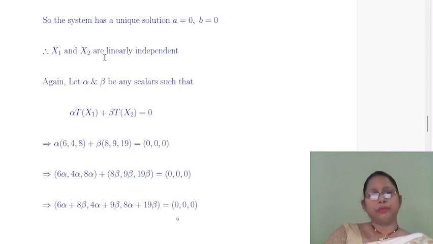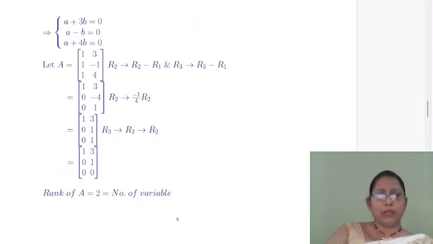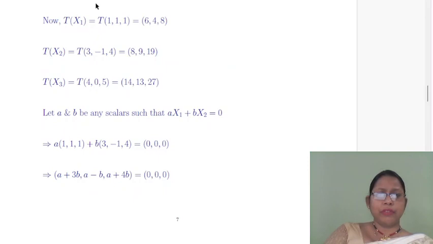Again, we shall show that T(x1) and T(x2) are linearly independent. For that, we consider two scalars alpha and beta such that the linear combination alpha T(x1) plus beta T(x2) is equal to 0. Put the values of T(x1) and T(x2), which we have already calculated here.